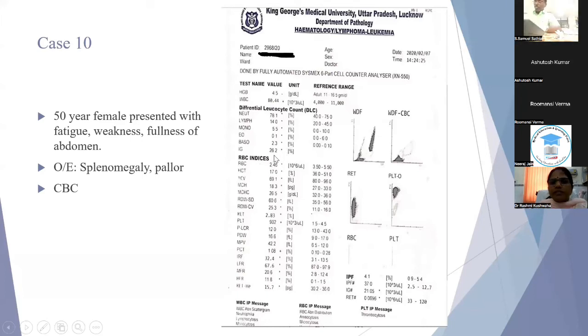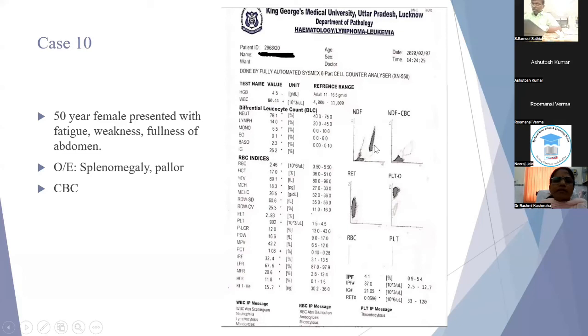There is presence of immature granulocytes in the peripheral smear. Some amount of basophils are also present. So looking at this CBC, looking at the WBC scattergram here, the WBC count is raised, and we can see a presence of a large amount of immature looking cells.